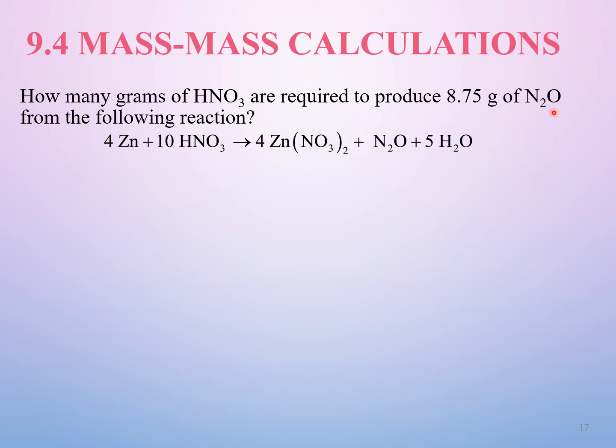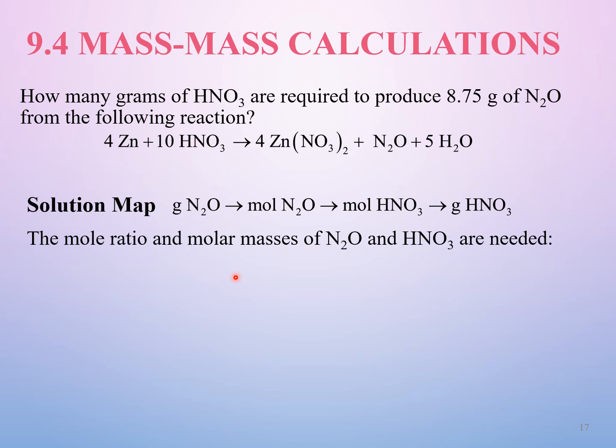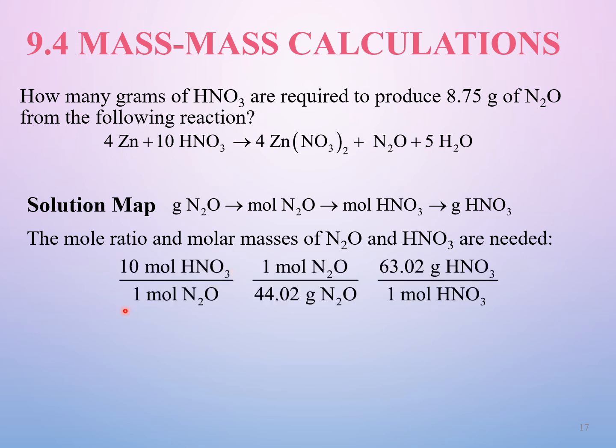If you start with grams of N2O, let's convert grams of N2O using the molar mass to moles of N2O. And then we use the mole to mole ratio, which is 1 mole of N2O to 10 moles of HNO3. Then we have our answer in moles of nitric acid, HNO3. And then we have to use the molar mass of HNO3 to convert it back to grams of HNO3. So here are the values that we'll be needing: the mole to mole ratio, the molar mass of N2O, and the molar mass of nitric acid. These can all be calculated from the periodic table.